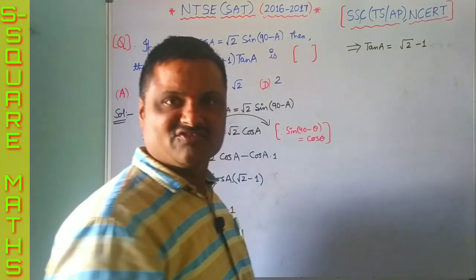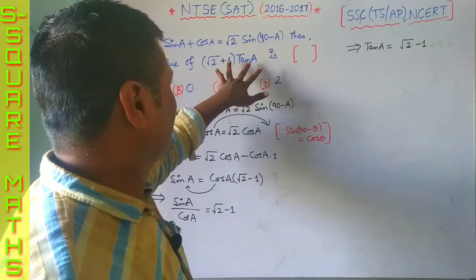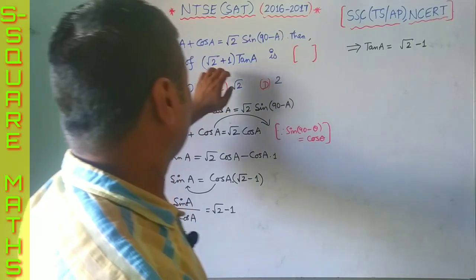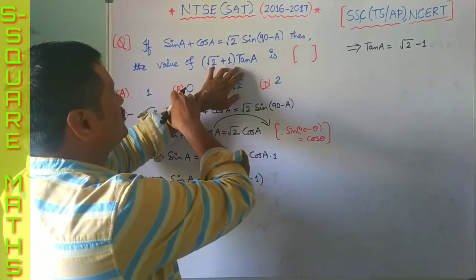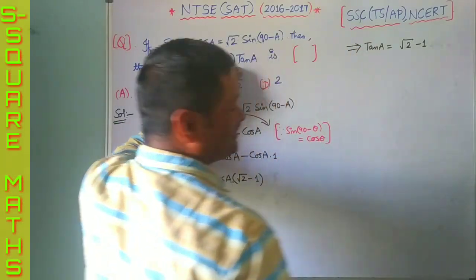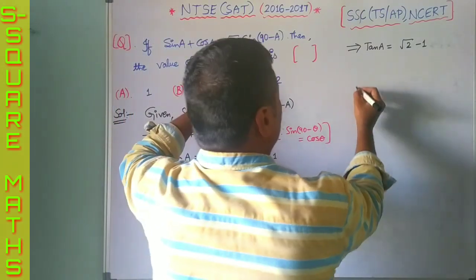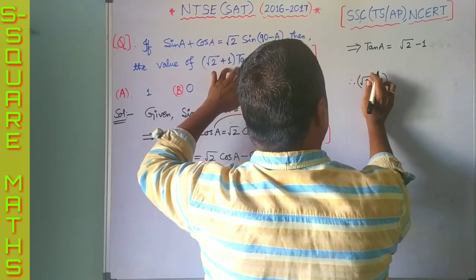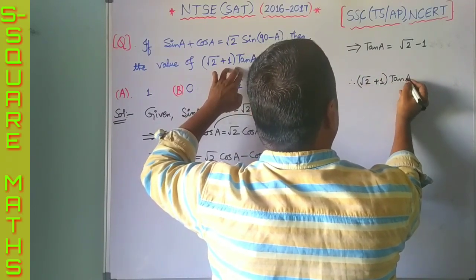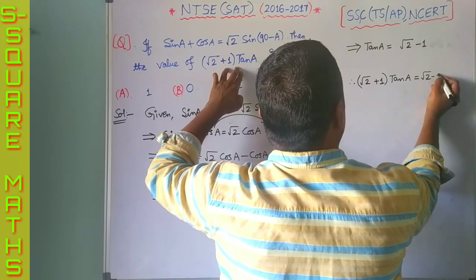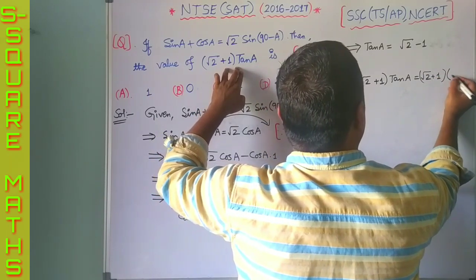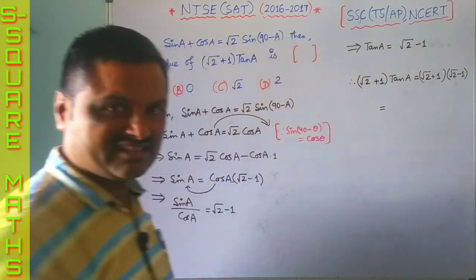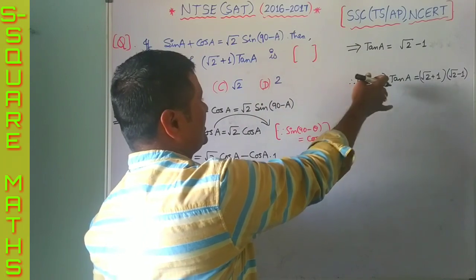But this is not our final answer, because we have to evaluate the value of root 2 plus 1 into tan A, not just tan A. In order to obtain that, before tan A we need root 2 plus 1. So multiplying throughout this equation with root 2 plus 1, I can write root 2 plus 1 into tan A is equal to root 2 plus 1 into root 2 minus 1. The LHS stays the same, root 2 plus 1 into tan A.